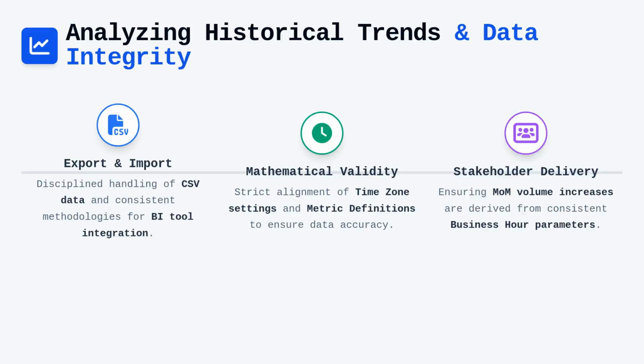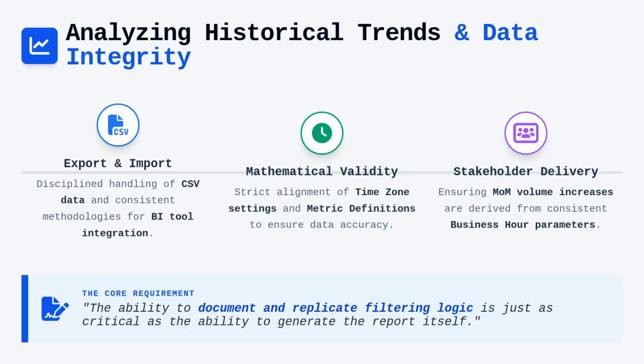When stakeholders look at a chart showing a month-over-month increase in interaction volume, they expect the underlying numbers to be derived from a consistent set of parameters relative to your defined business hours. Therefore, your ability to document and replicate the filtering logic is just as important as your ability to generate the report itself.